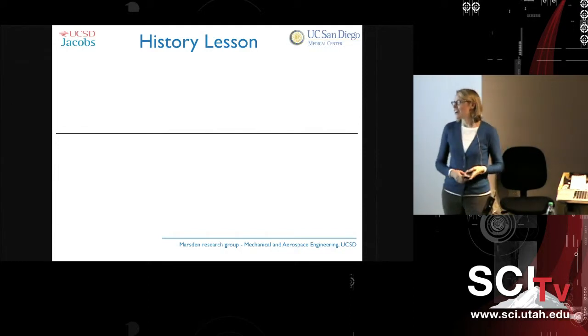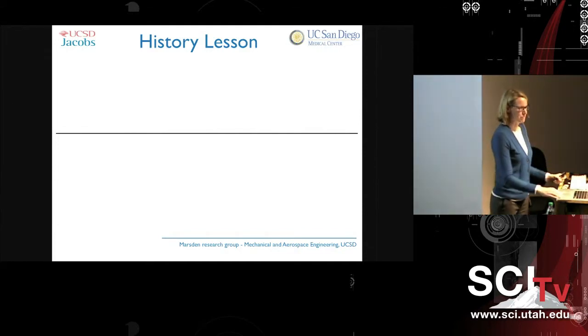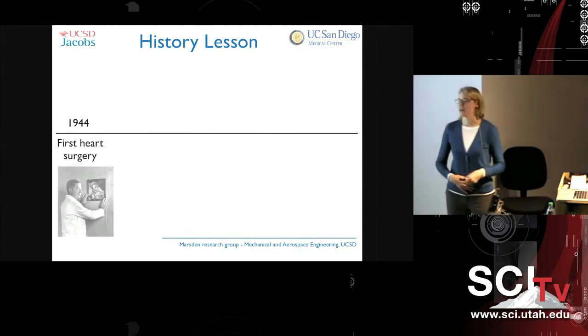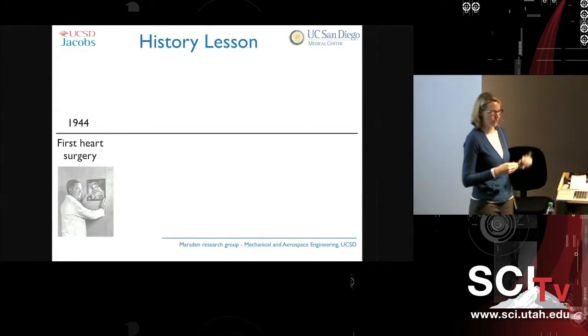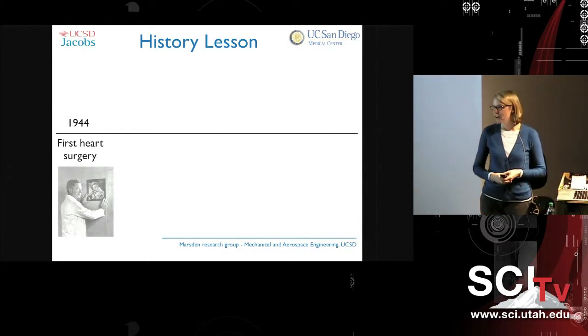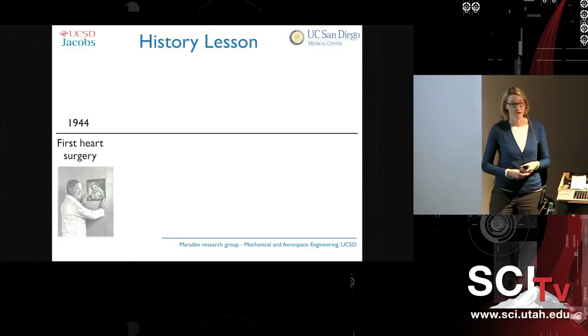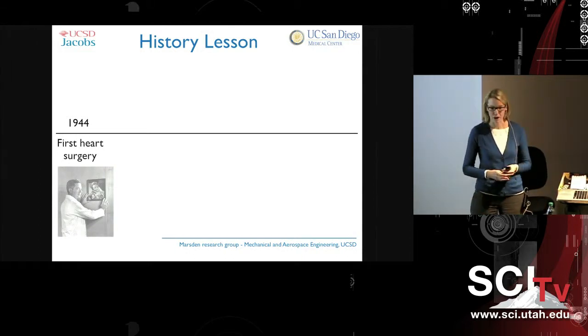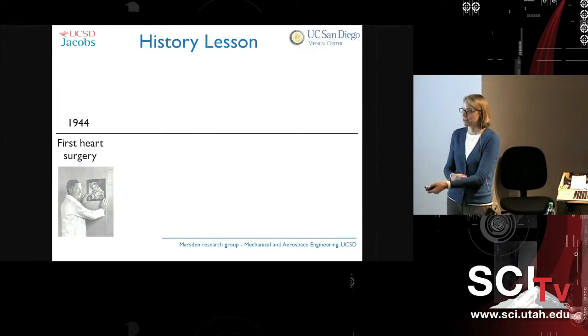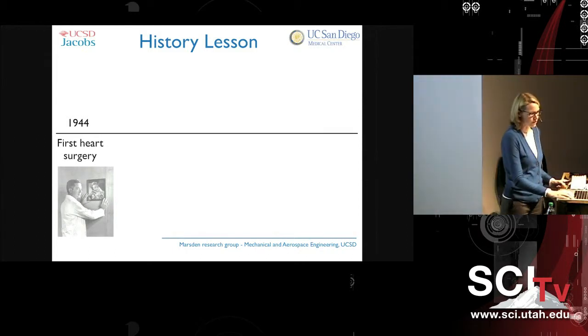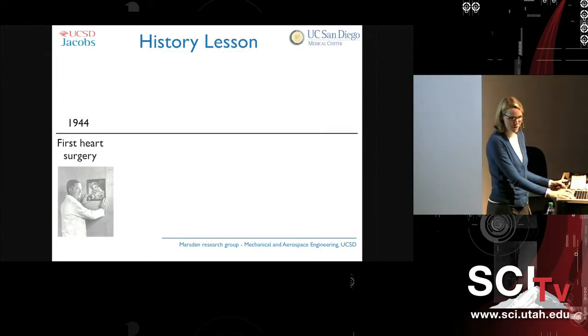Okay. So I wanted to sort of give a little history lesson before I delve in. The reason I'm going over this is mostly to illustrate the tight coupling between cardiac surgery development and engineering that's gone on since the 40s and 50s. So the very first heart surgery was performed in 1944 by a team at Johns Hopkins. This is Alfred Blalock here. The first surgery was called the Blalock-Taussig shunt, and it was performed on blue babies, congenital heart disease patients.